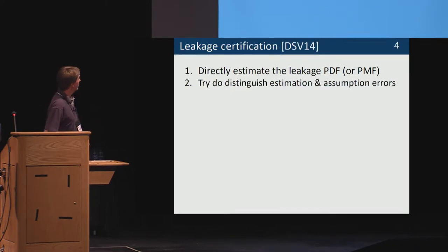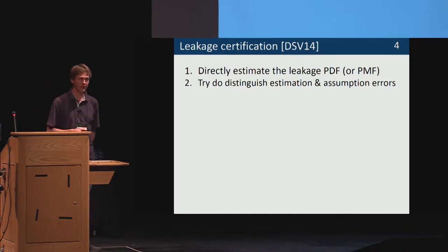So in order to mitigate this risk of false sense of security, a first step has been made with this idea of leakage certification, and the idea essentially was that rather than just launching the attacks, what you can try to do is try to distinguish between estimation errors and assumption errors in the statistical models that we use.